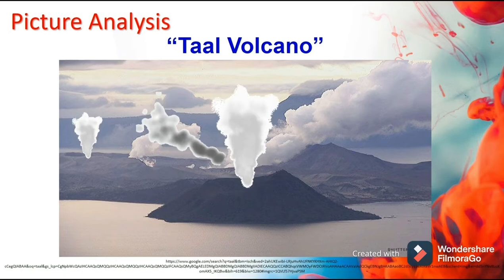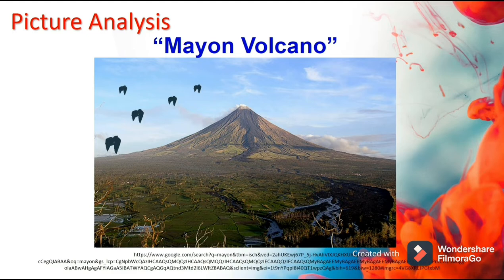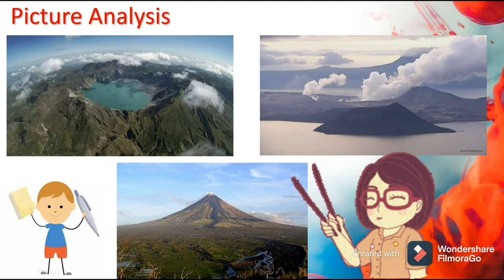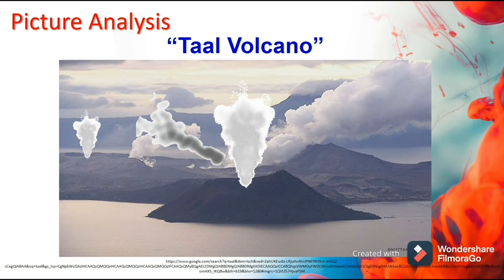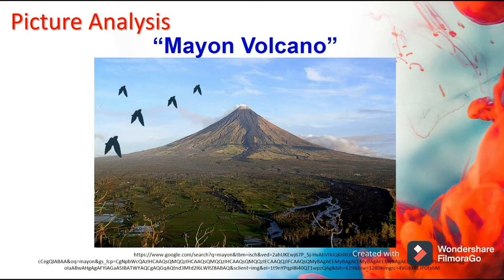An active volcano is a volcano that has had at least one eruption during the past 10,000 years. An active volcano might be erupting or dormant. An erupting volcano is an active volcano that is having an eruption. A dormant volcano is an active volcano that is not erupting but is supposed to erupt again.